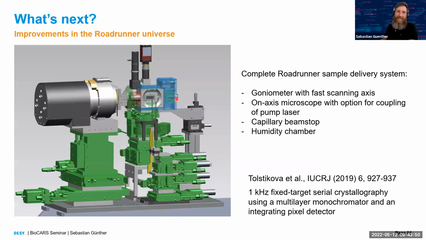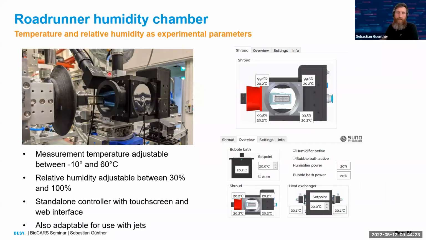So this is basically our Roadrunner universe. The goniometer I was talking about is shown here in a technical drawing, which has a very fast scanning axis here. It's completely motorized. We have this on-axis microscope here, which we also use for our experiments at BioCARS. A capillary mount here, and one of the newest developments is this sample chamber, which is shown here.